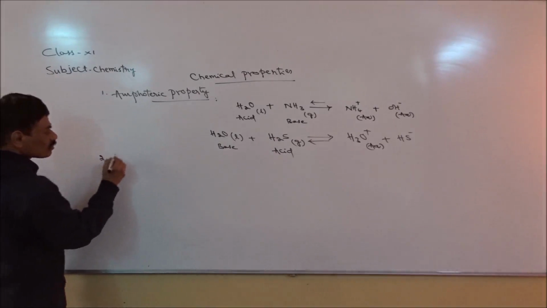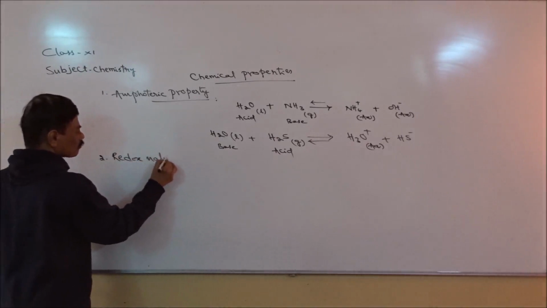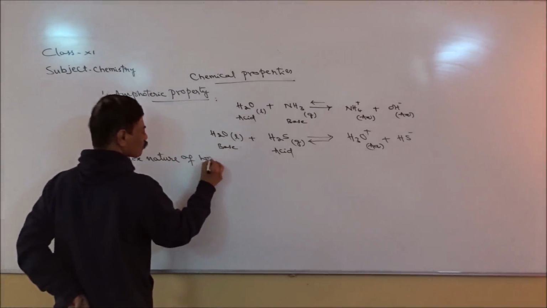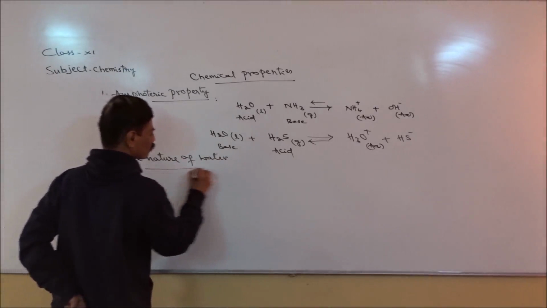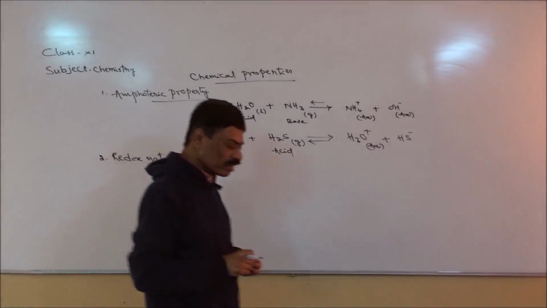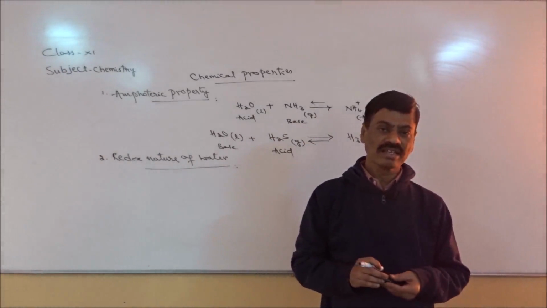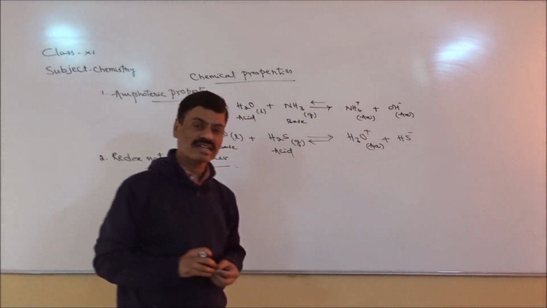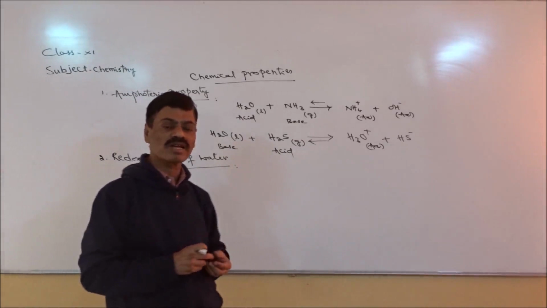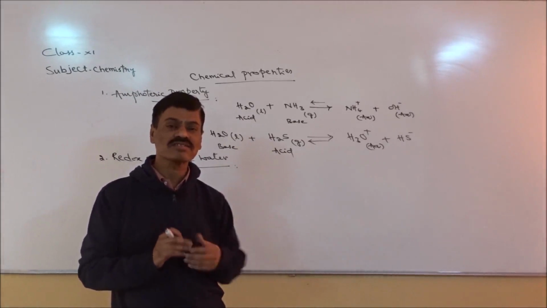Next, redox nature of water. Redox reaction means a reaction wherein oxidation and reduction are taking place simultaneously. That is said to be a redox reaction. Here, the best example for the other substance: since we are discussing the chemical properties of water, water is the main reactant. The other substance is sodium metal.